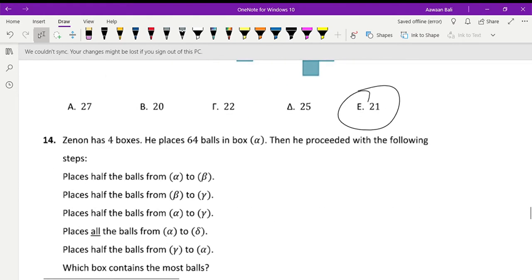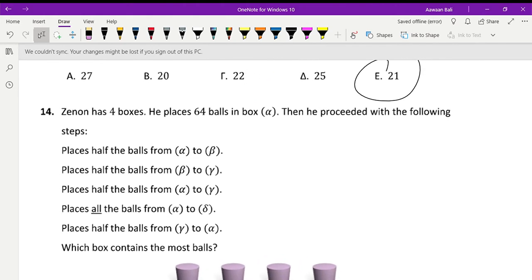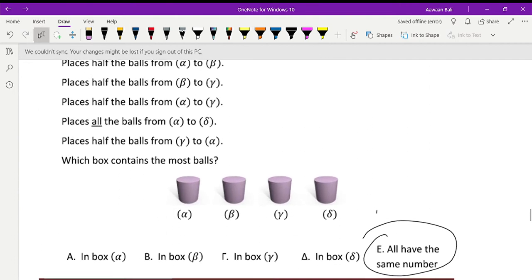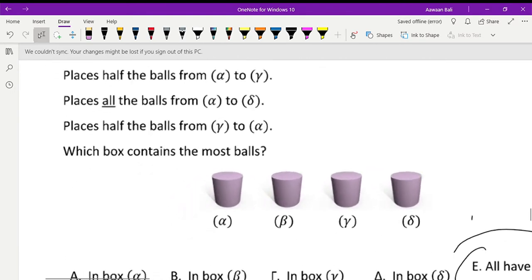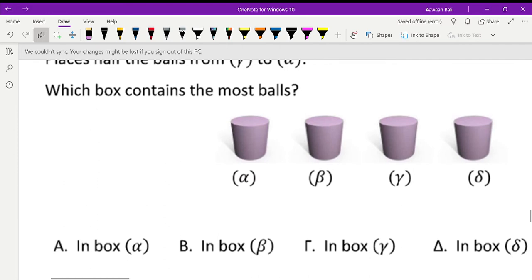Question number 14. Zenon has 4 boxes. He placed 64 balls in box A. Then he proceeded with the following steps. Place half the balls from A to B, alpha, beta. So if there's 64 already in alpha, that means 32 would go here and 32 would go here.